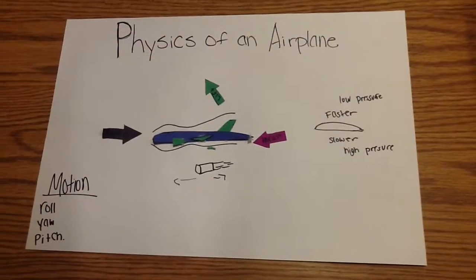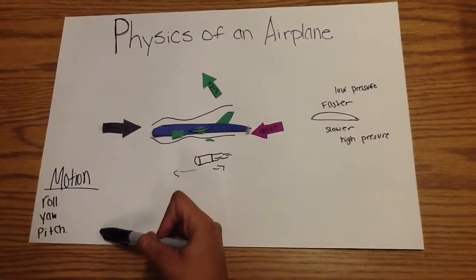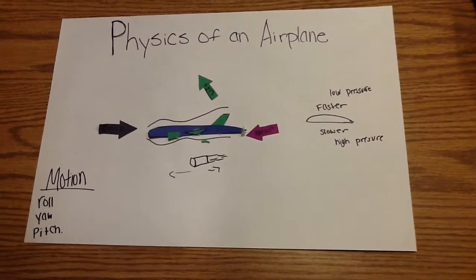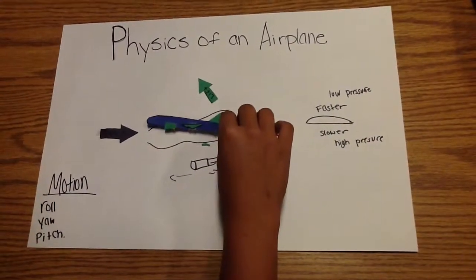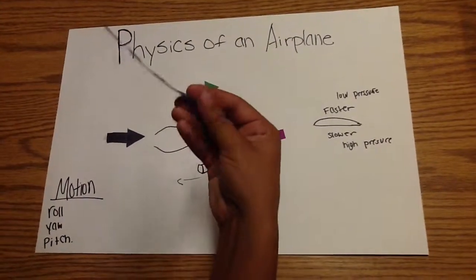The motion of the airplane is made up of 3 different things: roll, yaw, and pitch. The roll of the airplane is the rotation around the front to back axis. The roll is controlled by the ailerons and makes the plane tilt up and spin upside down. So kind of like this way.